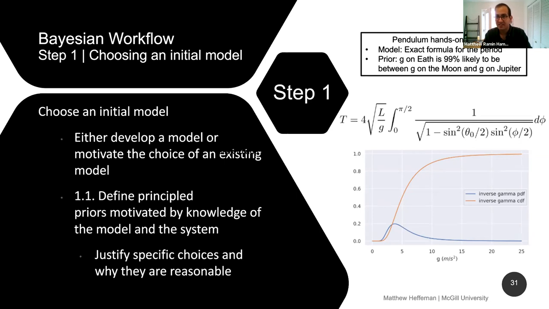I also see a question, what is gamma? I assume that's the inverse gamma PDF. An inverse gamma distribution is a statistical distribution, similar to a normal distribution. And I'll go through why we choose this particular distribution in the hands-on session. So this is just a brief preview.